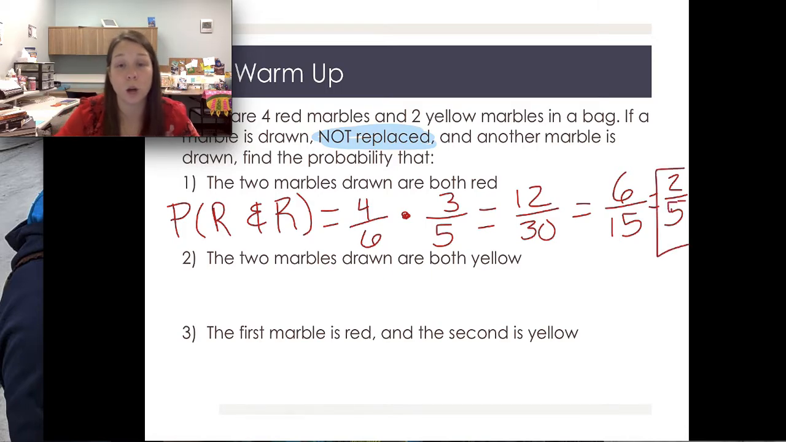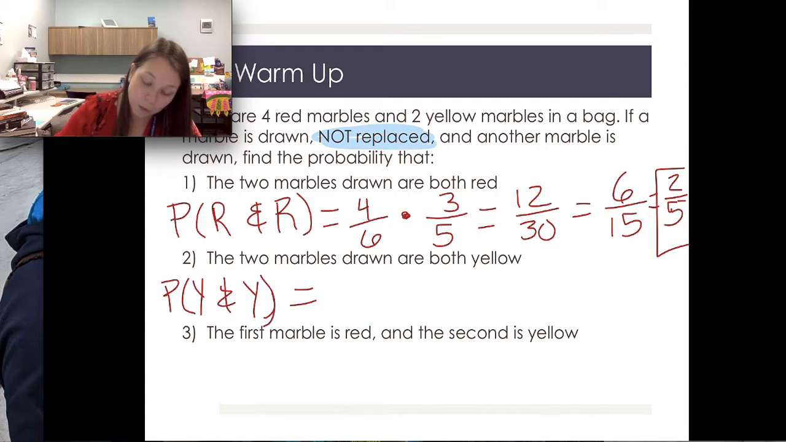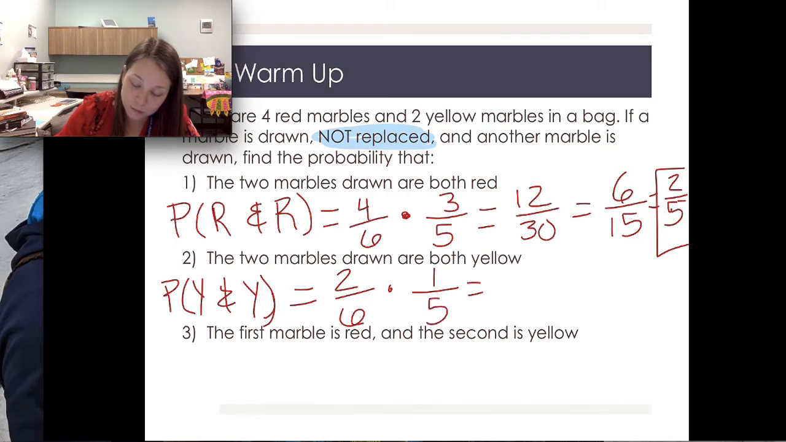The 2 marbles drawn are both yellow. So this one's going to have a similar setup. Yellow and yellow equals, well, the probability that the first one is yellow is 2 out of 6, but once we pick a yellow, there's only 1 left out of 5 marbles. So we get 2 out of 30 or 1 out of 15.